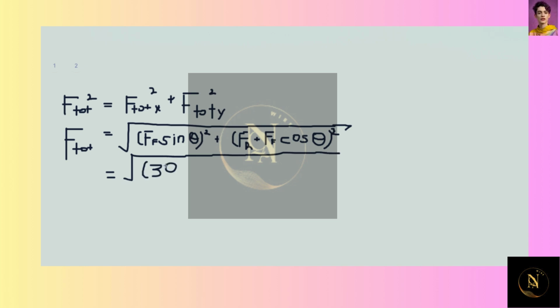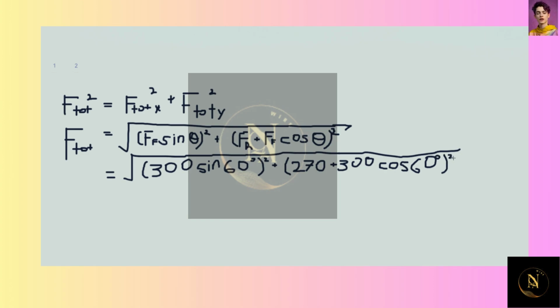Recall from the beginning that Fido's force is 300 newtons. I'll put in the sine of 60 degrees in there, added to Rover's force, which was 270, added to 300 of the cosine of 60 degrees, squared. Crunch that into a calculator and then express that in 4 significant figures. Don't forget your units, working with forces. So in SI, that's going to give us newtons. So at the end of the day, you get 494 newtons.